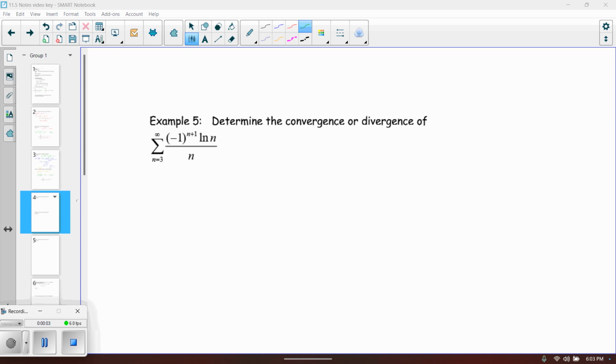Okay, so this is section 11.5. We're on to video 2. We're continuing our examples with the alternating series test. So number 5 here, determine the convergence or divergence of the alternating series.